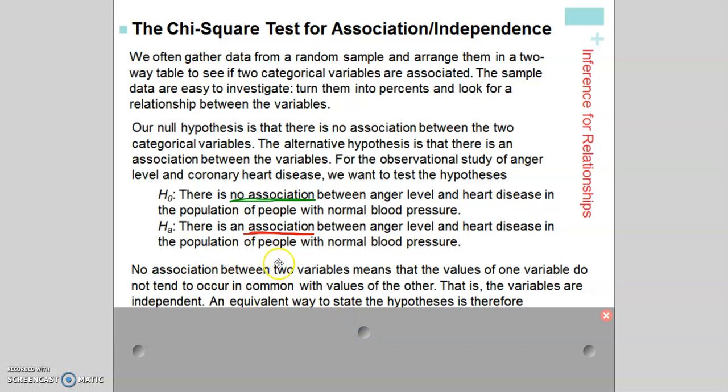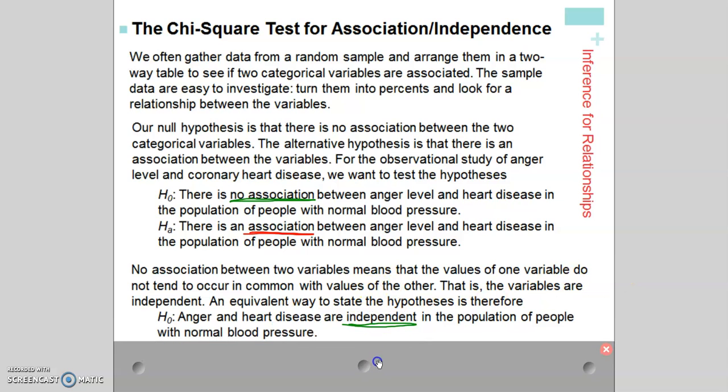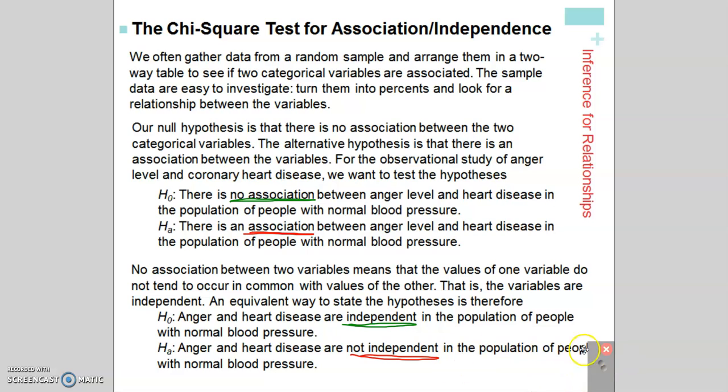Now, if there's no association, that means the values of one variable do not tend to occur in common with values of the other. Another way to word that is that they're independent. So you could also word your hypothesis this way: anger and heart disease are independent. That means the same thing as no association. If you word your null hypothesis this way, the alternative hypothesis would be that they are not independent. You could do null as no association and alternative as there is an association, or null as independent and alternative as not independent. Those mean the same thing.